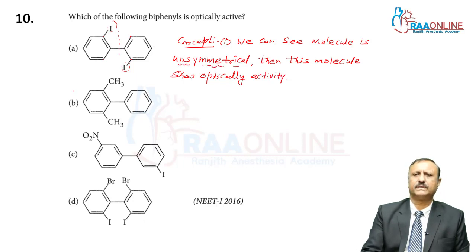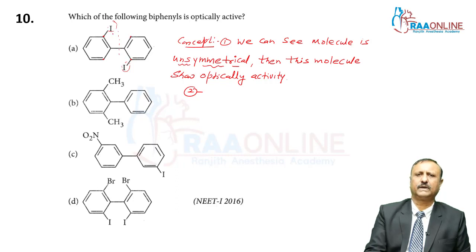Here, my dear students, this molecule is symmetrical because in the ortho position only one substituted group is present. In option B, in only one benzene of biphenyl, 2 ortho substituents are present. So it is also optically inactive, because when you cross in this plane, you can get the same part. So it is called optically inactive.